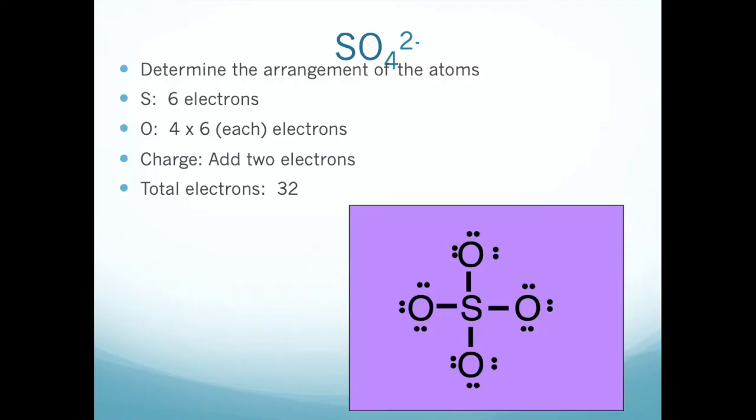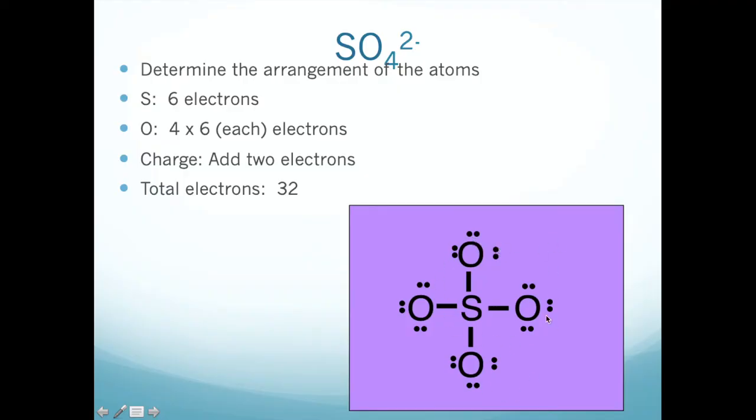But don't forget the charge. This has a 2 minus charge. Now, that negative sign tells you that you've got extra electrons, and the fact that it's 2 negative means that you've got to add 2 electrons to your total. So instead of 30 electrons, we have 32 that should be in our diagram. Does our diagram have 32 electrons? 2, 4, 6, 8, 10, 12, 14, 16, 18, 20, 22, 24, 26, 28, 30, 32. We have 32 electrons in this diagram.